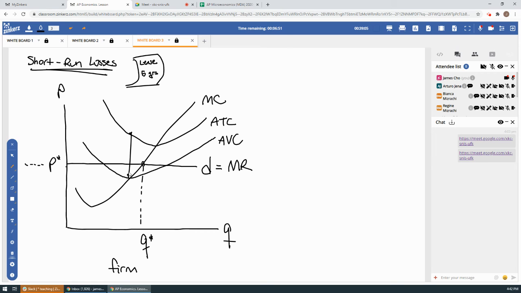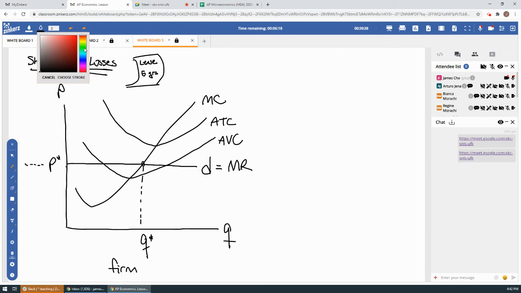Average fixed cost. I don't need to draw the average fixed cost because you could see it here and here and here and here. And what do you know about average fixed cost as quantity increases? It stays the same. That's total fixed cost. Average fixed cost is going to keep on getting smaller and smaller. That's why you see that these curves are getting closer and closer. But do they ever touch? No. And they never ever intersect. Okay. All right.